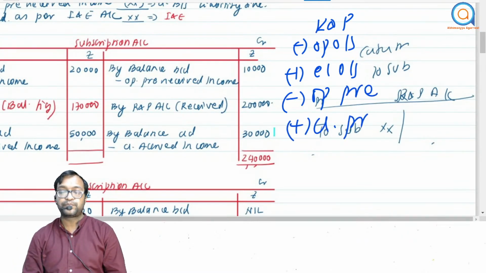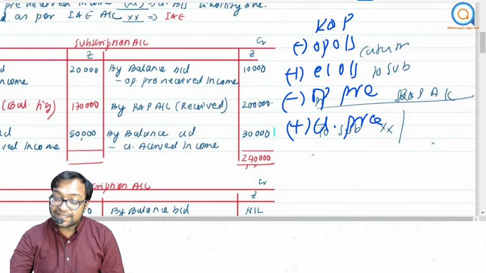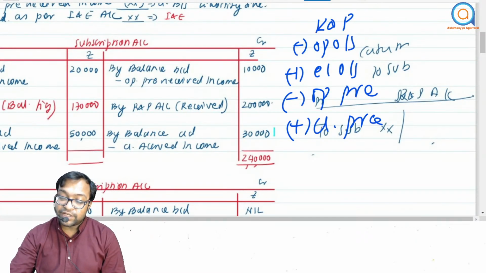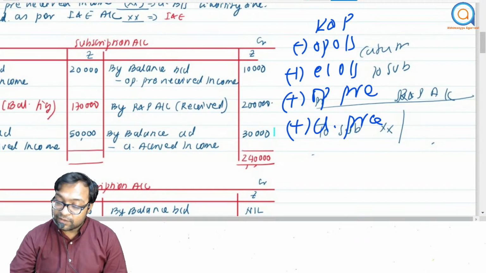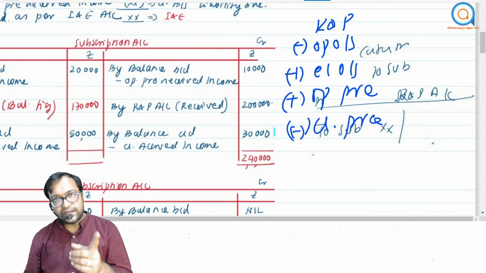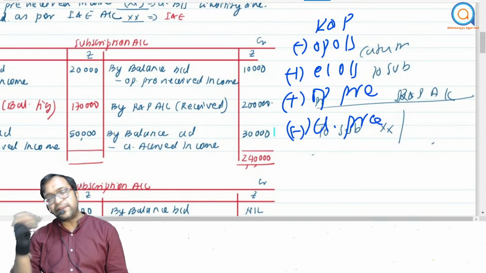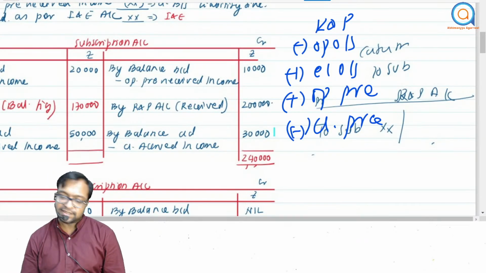Correct, na? No, sir, you are wrong. Very good. Opening prepaid should be added and closing prepaid should be deducted. Opening outstanding deduct, closing outstanding add. But opening prepaid will be added and closing prepaid will be deducted.